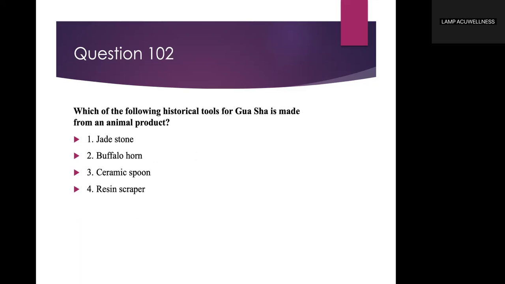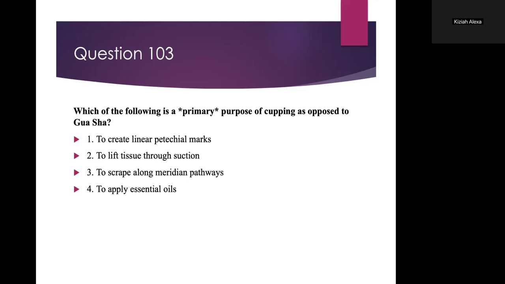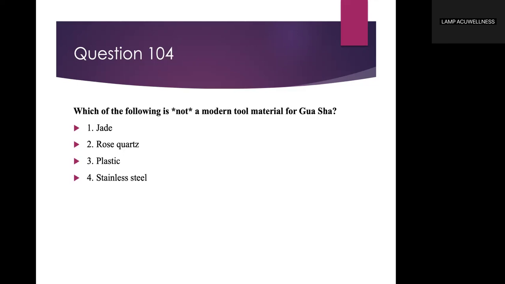Which of the following historical tools for gua sha is made from an animal product? From animals. So buffalo horn. Which of the following is a primary purpose of cupping as opposed to gua sha? To lift tissue through suction. Which of the following is not a modern tool material for gua sha? Plastic. Yeah, plastic hurts. It hurts, it doesn't glide.